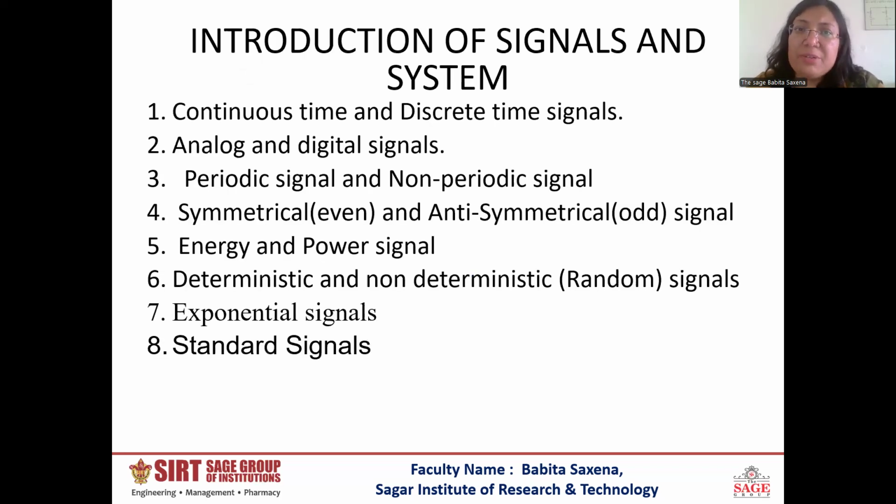So there are various types of signals in engineering and technology. These are continuous time, discrete time signal, analog signal, digital signal, periodic and non-periodic, symmetrical, anti-symmetrical, energy and power, deterministic and non-deterministic, exponential signal, and standard signal. All these signals you have to study in this subject one by one, and the manipulation and operation of these signals, and transformation of these signals from one domain to another domain. So this is all about the signal and system subject of the third semester EX branch.